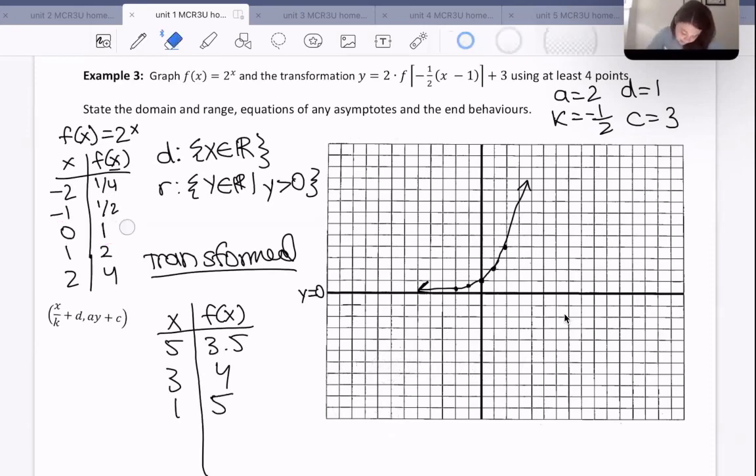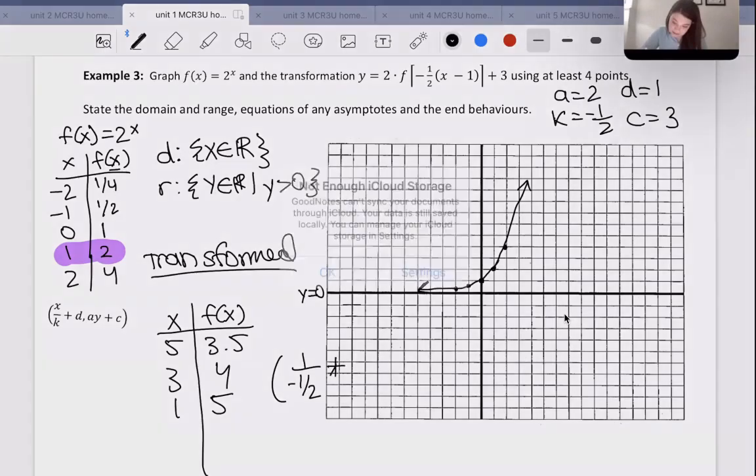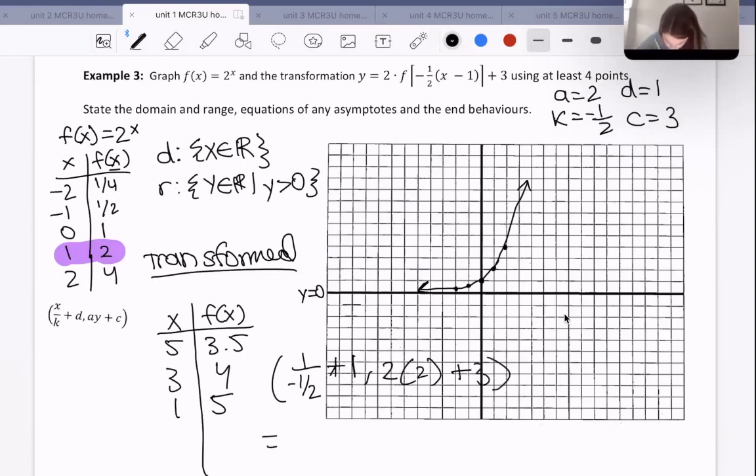And let's do one last one. Let's not bother with the 2, 4, because they only asked for at least 4 points. We could, there's nothing wrong with that, but it only says we have to do 4 points, so I'll just do 4. So here it's 1 over negative a half plus d, so plus 1, comma, 2 times y, 2 times 2 plus c, so plus 3. That's equal to 1 over 1 over 2, so that's negative 2 plus 1, comma, 4 plus 3. So that is negative 1, comma, 7.